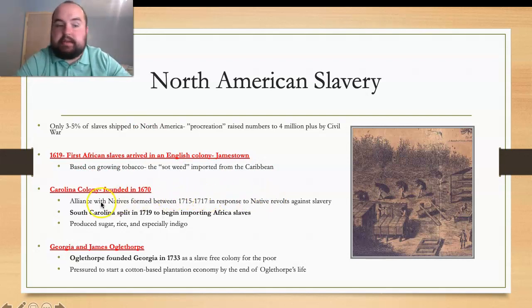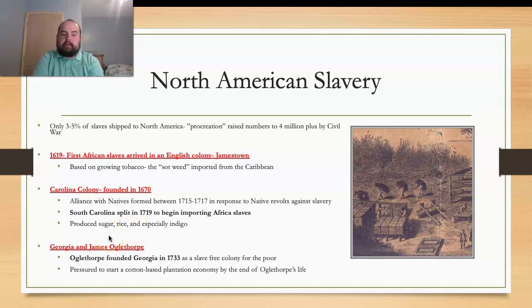Because of this, South Carolina split in 1719 so they could start importing African slaves and replace their slave population. This shows that South Carolina, even then, was very dedicated to the practice of slavery and helps to explain why, once we get to the Civil War, South Carolina was the very first state to leave the Union to protect slavery. This colony was mainly known for producing sugar, rice, and the plant indigo.